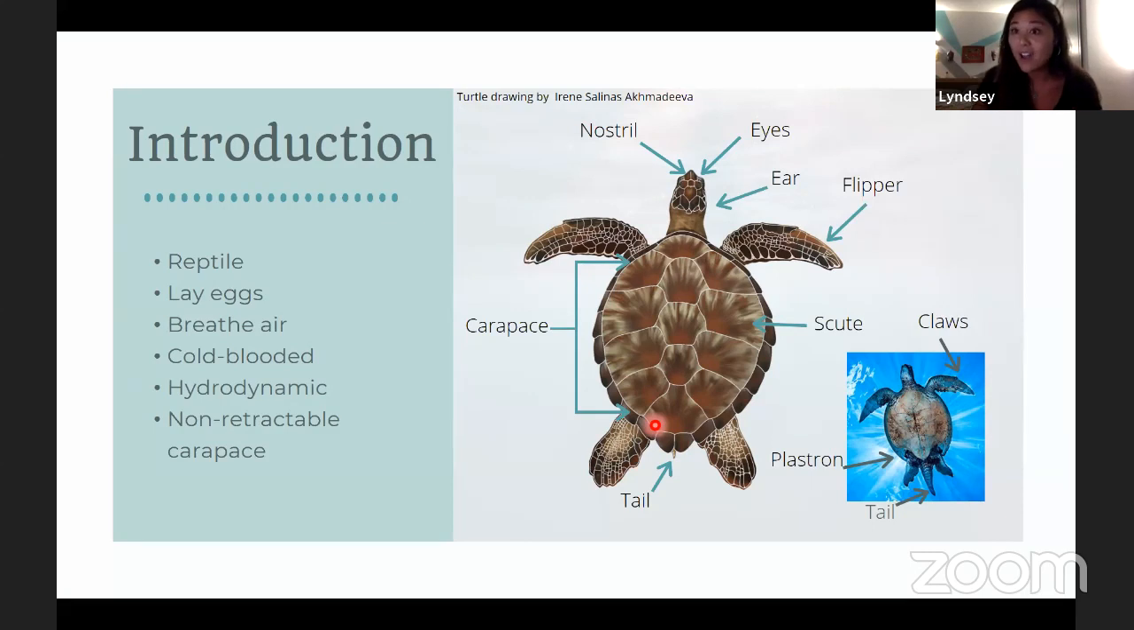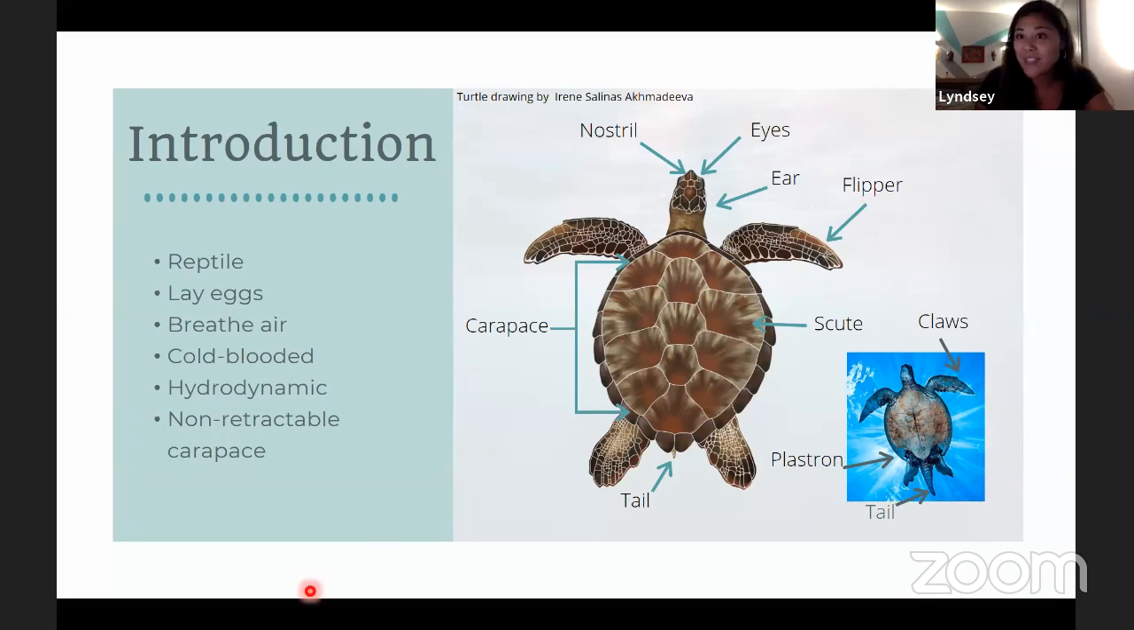Just like us, they also breathe air. At rest, they're able to stay underwater for a maximum of around 7 hours, but typically when they're moving around more, for example, when they're foraging and eating, then they breathe every 3 to 5 minutes or so.